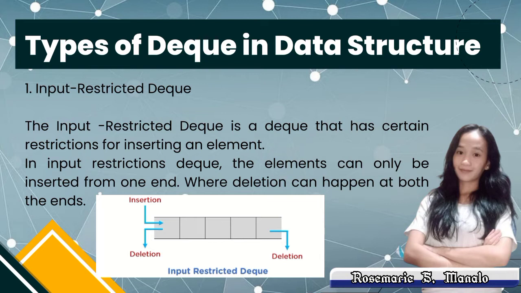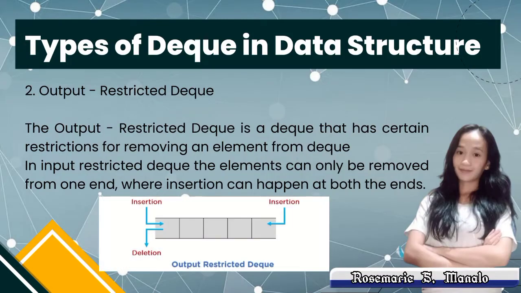First is input restricted Deque. It is a Deque with some limitations while performing insertion operations. In the input restricted Deque, it will perform the deletion at both ends, whereas it performs the insertion at only one end. The image below shows how input restricted Deque limits insertion at one end. In short, an input restricted Deque is one where deletion can be made from both ends, but insertion can be made at one end only.